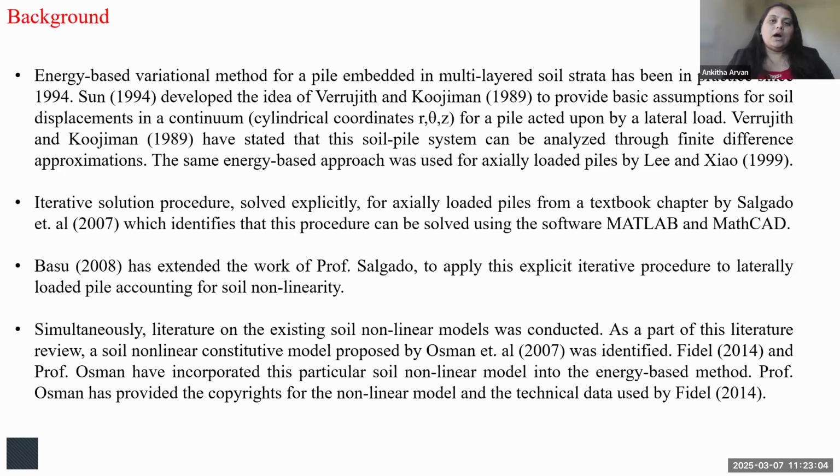Now, because soil nonlinearity is an important factor to be considered, I also did some literature review on the existing soil nonlinear models, and I came across a work by Osman et al. He worked on different types of clay soil. I came across his student's thesis, and I got access from him to the soil nonlinear model to use with this energy-based method. He was very encouraging about using it and advancing the research in this angle because there's really limited research in this area. So this is how the topic has developed, basically.